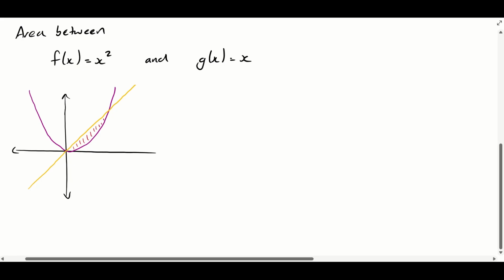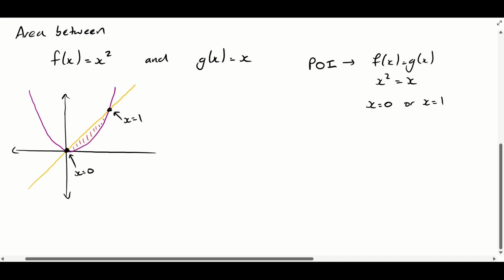So first of all, I need to find the points at which these two are intersecting. And I can do that. So my points of intersection, or POI, is when f of x is equal to g of x. So in other words, that's just when x squared is equal to x, which by inspection, just looking at it, we can see is when x is 0 or when x is 1. So here is when x is 0 and here at x equals 1.